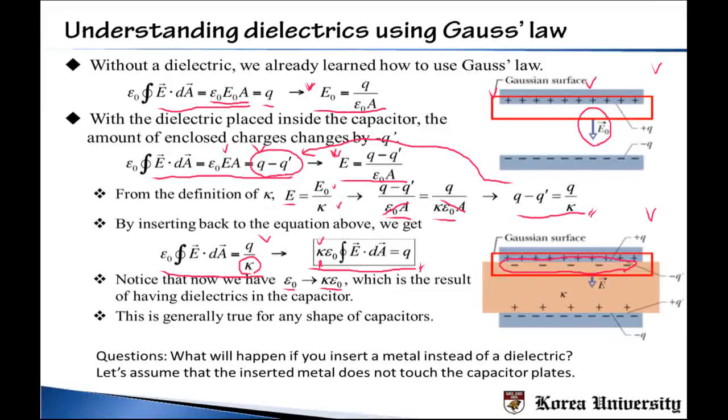Let me finally throw in another question. What will happen if we insert a metal instead of a dielectric? In this case, let's assume that we inserted the metal in such a way that the metal does not touch the capacitor plate. What will happen? Think about it, and we will discuss this in the classroom.